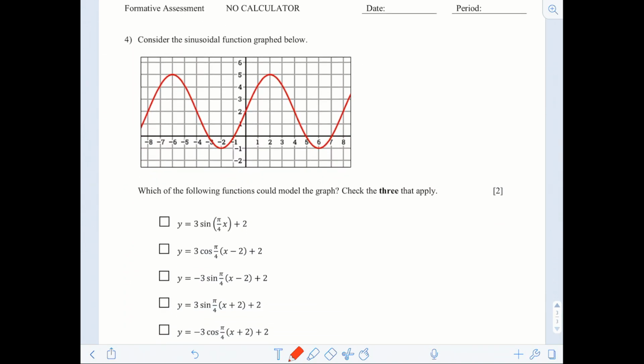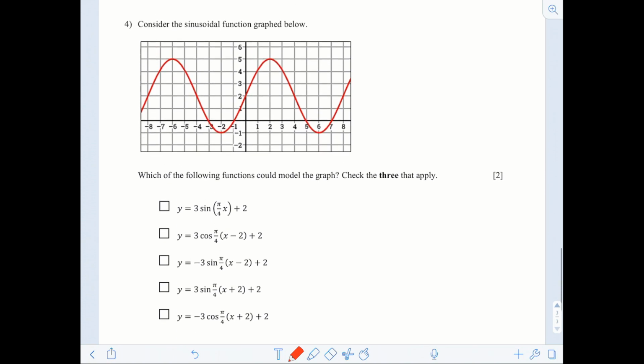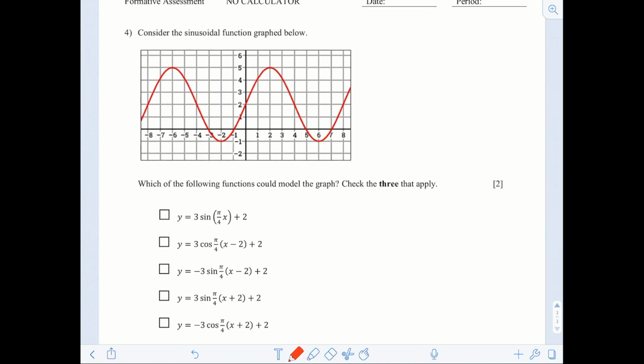Okay, consider the sinusoidal function graph below. It says, which of the following functions could model this specific graph? Click all that apply. So what I'm going to do here is get a couple values, just making sure that I am all set. Before I do the a value, I'm going to write down my max, my minimum, and my period. These are all the parts from the graph that I want to make sure that I get. So the max is going to be 5, the minimum is going to be -1, and the period.